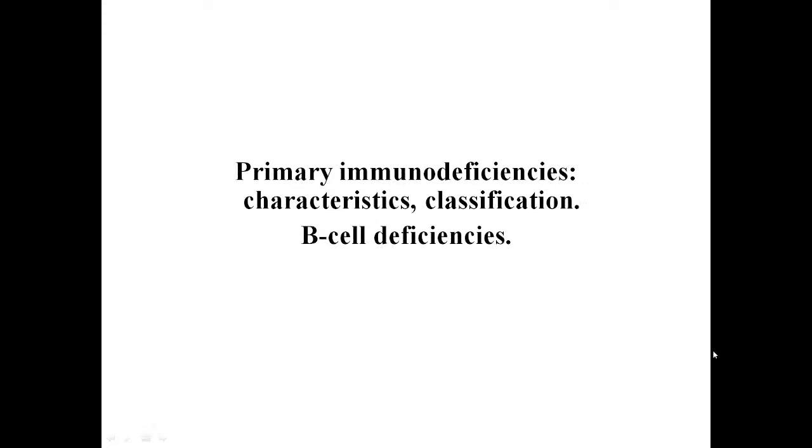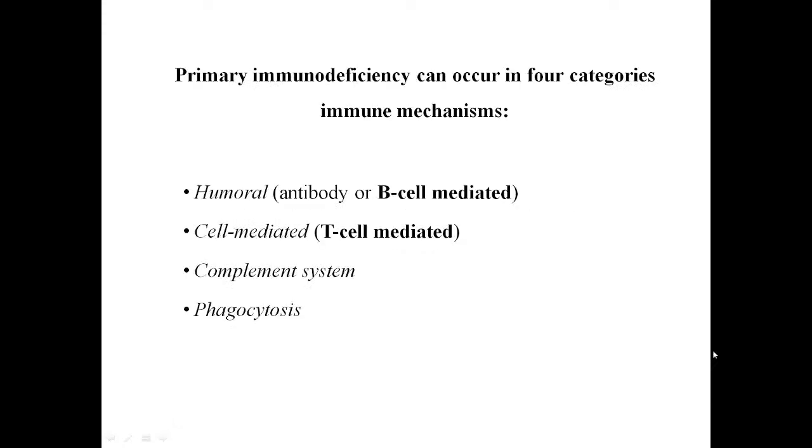Another question. Firstly, we will talk about primary or congenital immune deficiency, their characteristics, classification, and the first group of these deficiencies that we discuss are B cell deficiency. Firstly, primary or congenital immune deficiency can occur in 4 categories or in 4 immune mechanisms. You remember these immune mechanisms of our immune system. This is humoral mechanism that is mediated by B cells that produce antibodies. Cell-mediated mechanism that is mediated by T cells. Then complement system.